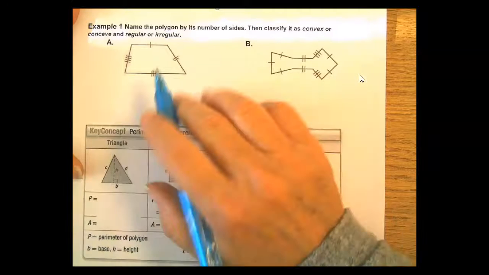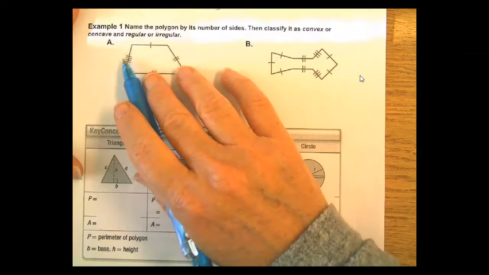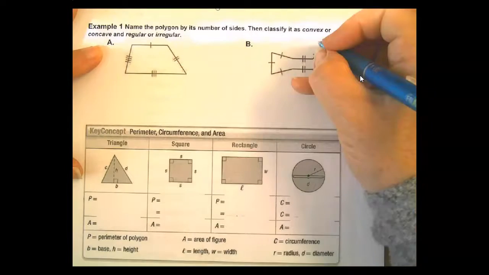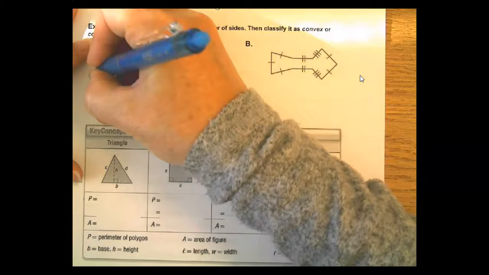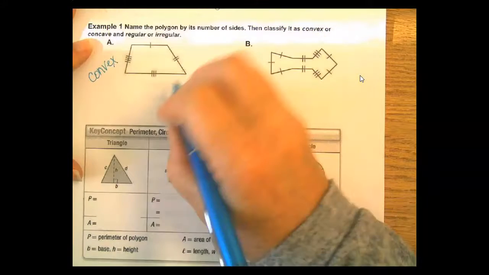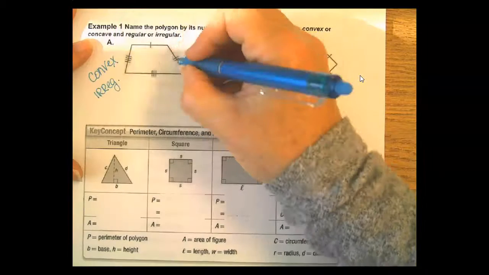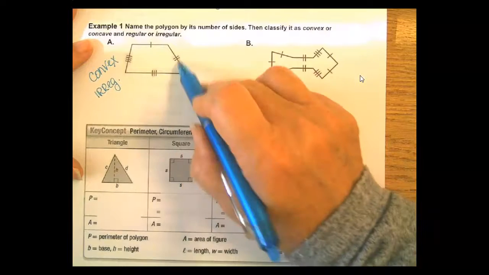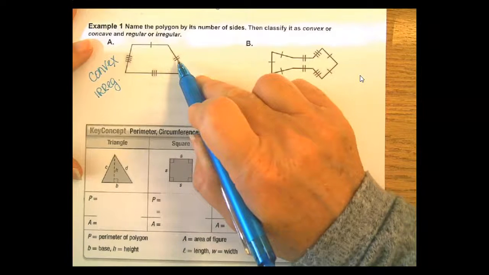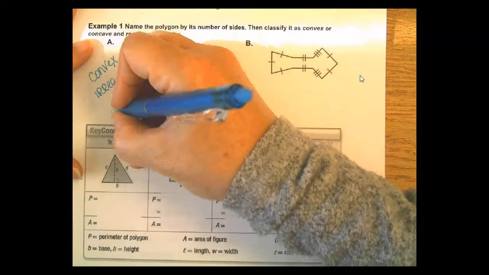All right, so here you have to pay attention to these markings. We need to say: are these concave, convex, regular, or irregular? This is convex because it doesn't have anything on the interior. And it's irregular because all the sides are different. Remember, they'd all have to be the same to be regular. And how many sides does this have? 1, 2, 3, 4. So you would call that a quadrilateral.